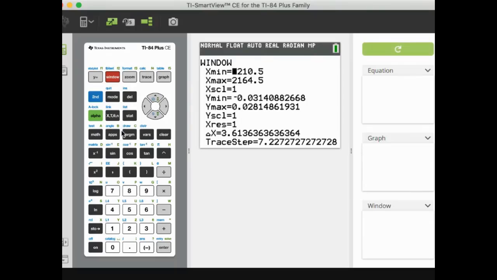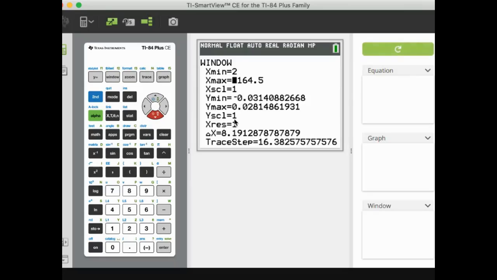Our x's are going to go from 2 to 4. It told us that we want to be on the interval from 2 to 4. So I'm going to say my x min is 2, and then I'm going to go down and say my x max is 4. So I'm going to go from 2 to 4.